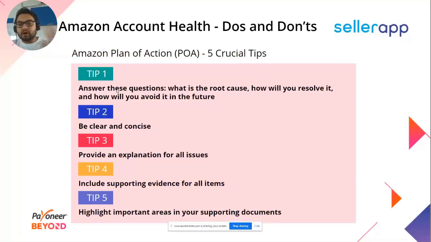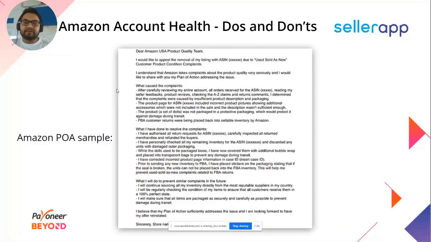Answer the question that is asked, don't talk about other things, be clear and concise, and provide an explanation for all the issues, right? Include supporting evidence for all the items. If you are getting a brand infringement and you have proper approval letters for selling or reselling those brands, include all of that, and focus on the most important areas rather than digressing from the main issues which they have raised.